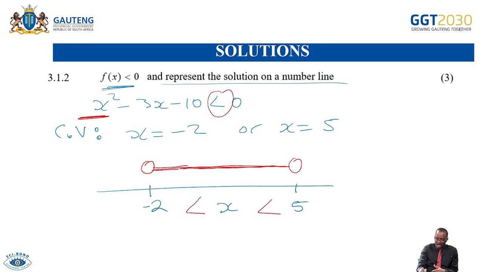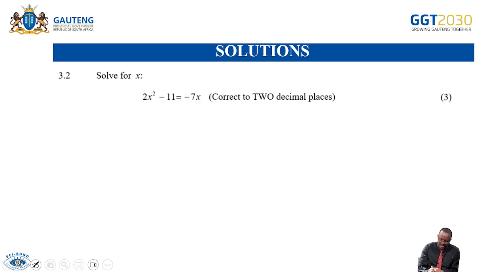One will ask, why do I leave my circle open there? It is because the inequality sign here doesn't say less than or equal to, it just says less than. So it means negative 2 and 5 are not included in that number line. Correct? Negative 2 and 5 are not included. So that's how we solve that, and we represent it on a number line.